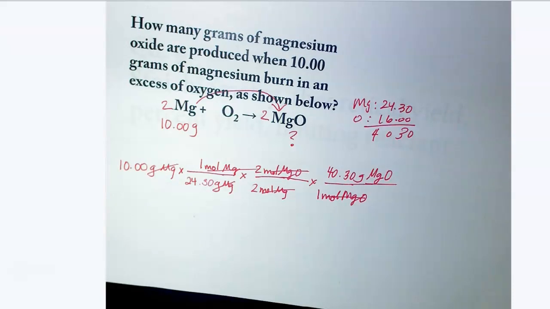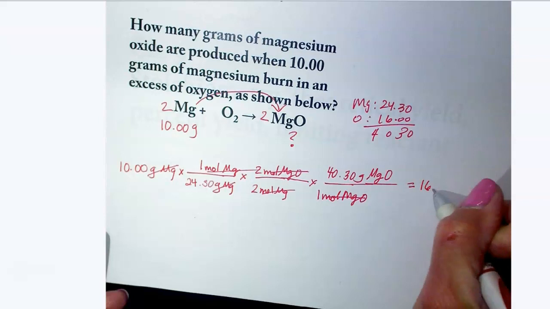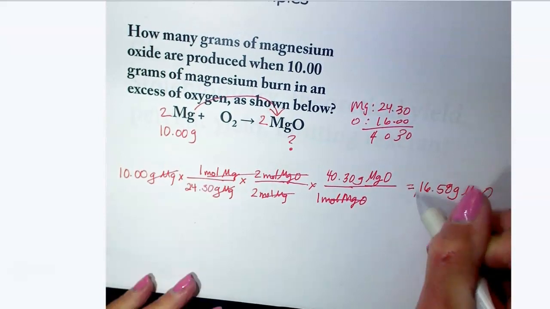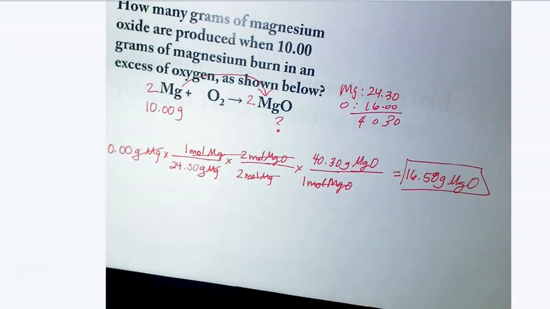So when you have that, you really don't even have to put it in your calculator. You guys get 16.58? 16.58 grams of magnesium oxide will be produced. See, it's not that bad.